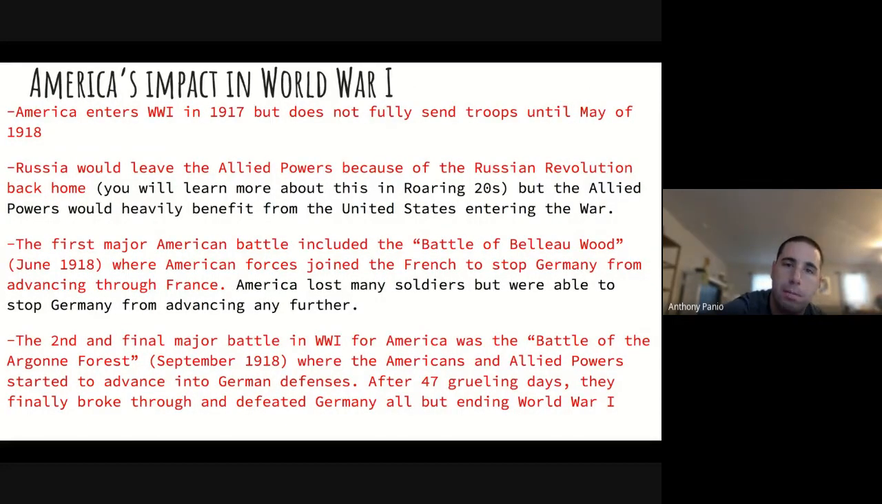All right, so I'll give you a minute to copy this down before I start going over it, but please take a look, copy down what's in red. I know it's most of it, but we have to talk about how America really impacts World War I.